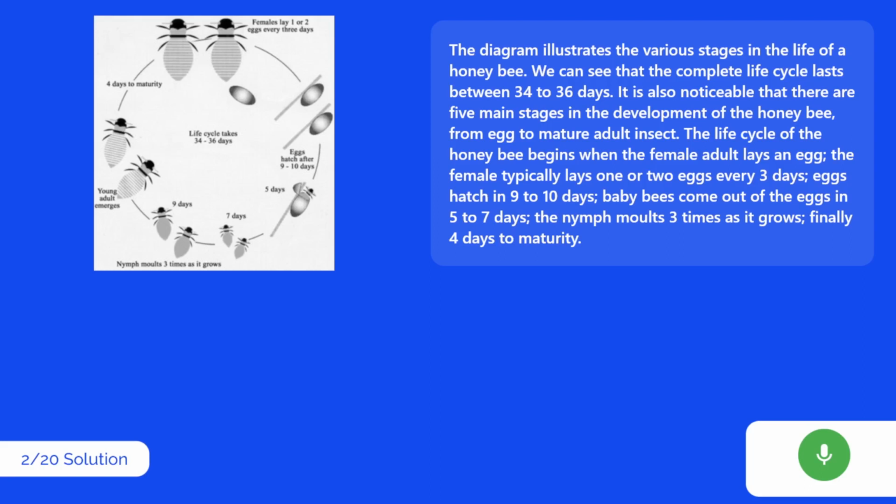The female typically lays 1 or 2 eggs every 3 days. Eggs hatch in 9 to 10 days. Baby bees come out of the eggs in 5 to 7 days. The nymph molts 3 times as it grows, finally taking 4 days to reach maturity.